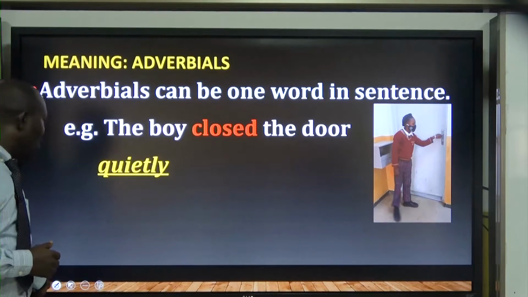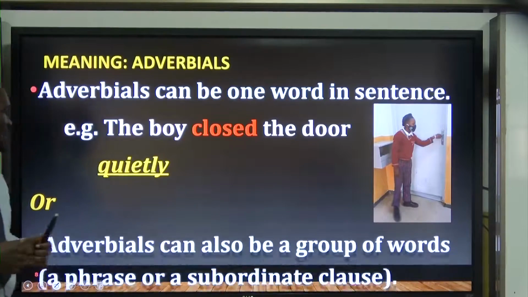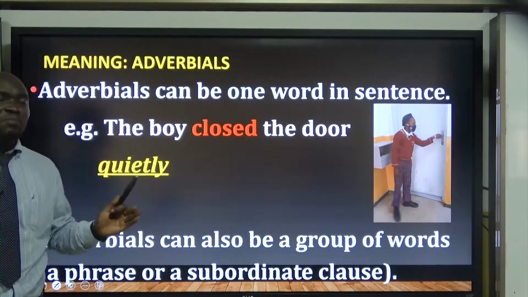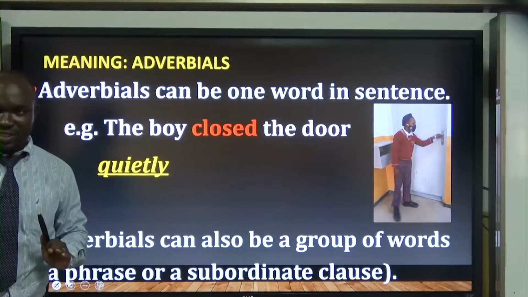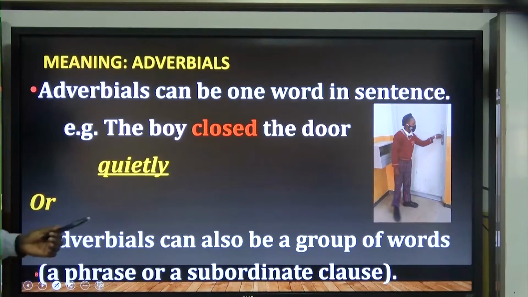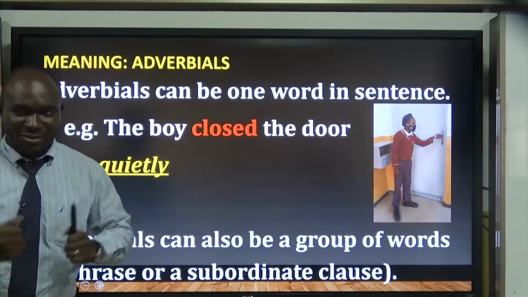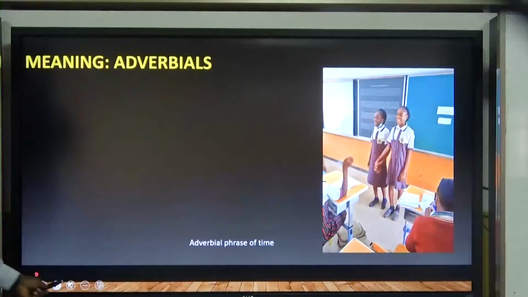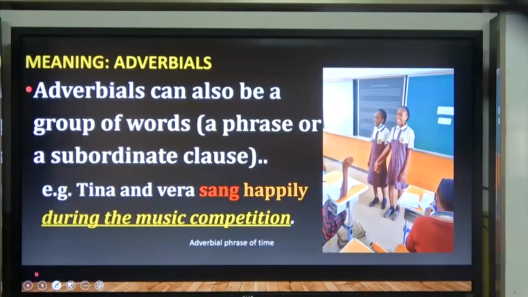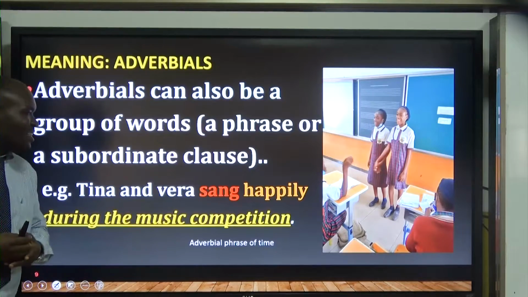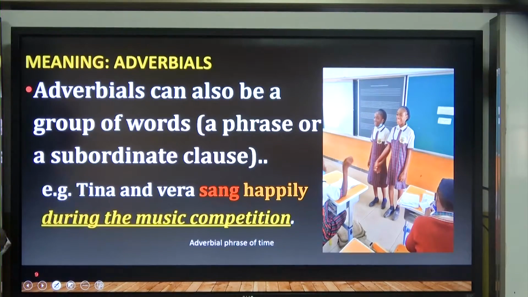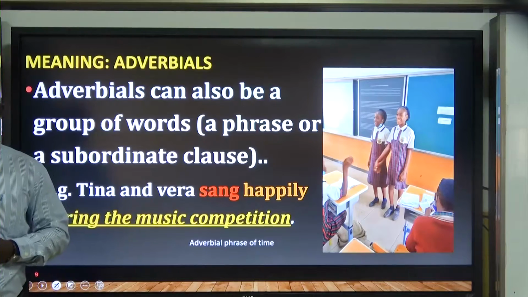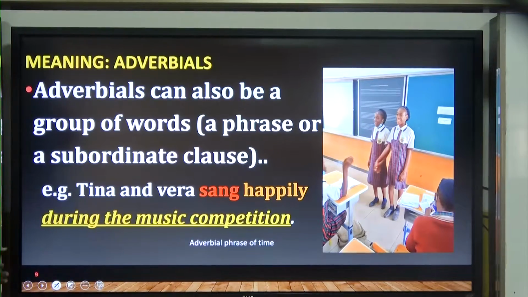So we say an adverbial could be just one word, in the case of a single word, an adverb. Or we say adverbials can also be a group of words. In this case, what are group of words? Phrases and clauses. In this case, subordinate clauses. So an adverbial could be a phrase. Let's consider the sentence. Okay? Tina and Vera sang happily during the music competition. What action did they carry out? They sang.